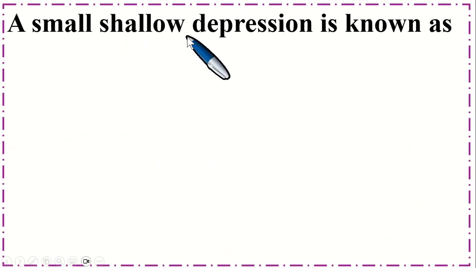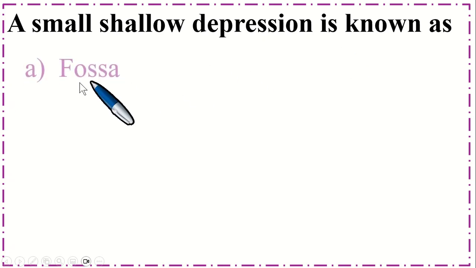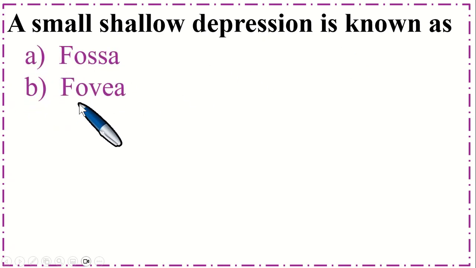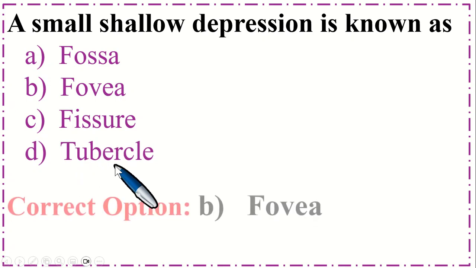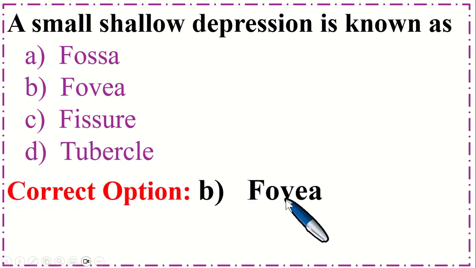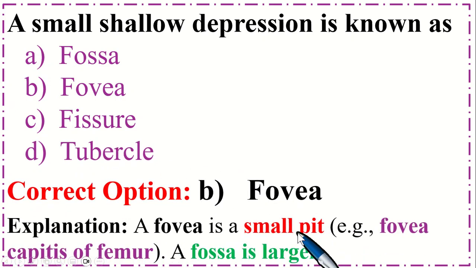A small shallow depression is known as: option A, fossa; B, fovea; C, fissure; and option D, tubercle. So the correct option is B, fovea. Fovea is a small pit, for example fovea capitis of the femur. A fossa is larger.